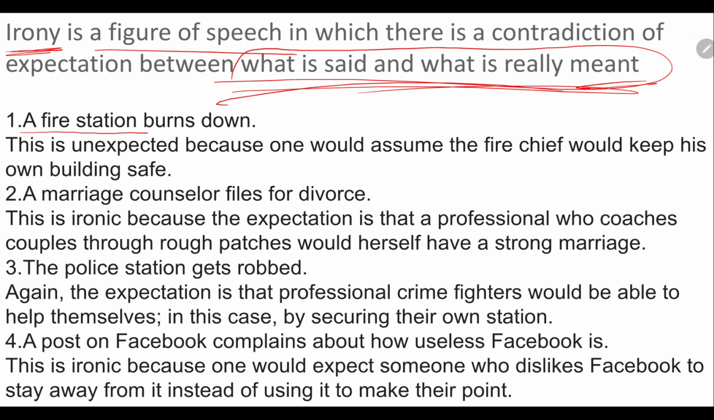For example, a fire station burns down, a marriage counselor files for a divorce, the police station gets robbed. Look at all the 3 examples. The fire station burns down. In this particular example, this is unexpected because one would assume the fire chief would keep his own building safe. We know fire station is for safety. Wherever a fire breaks out, the fire station people come, they help us. Okay, but in the same fire station a fire is happening, the fire station burns down.